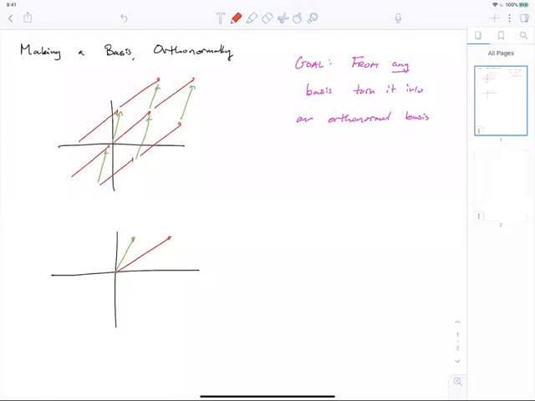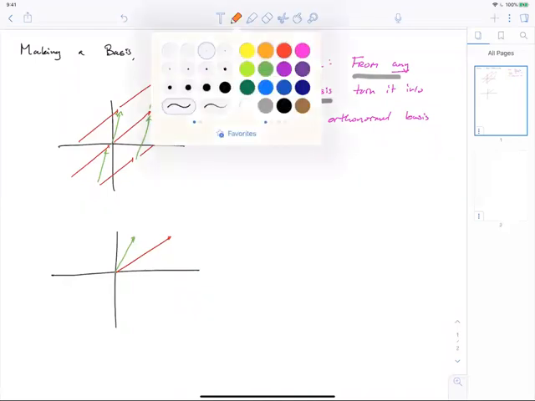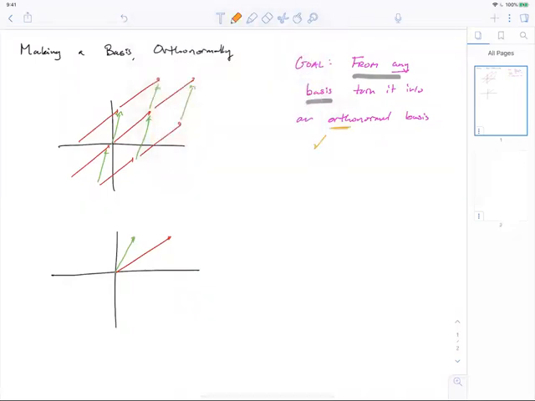All right, so today we're going to be making an orthonormal basis. The goal is going to be, given any basis, we want to turn it into an orthonormal basis. Just as a reminder, this ortho means it has to be pairwise perpendicular, so it has to form a nice rectangular grid. And this normal means the lengths of the vectors has to be 1. So not only does it have to be rectangular, it has to be square.